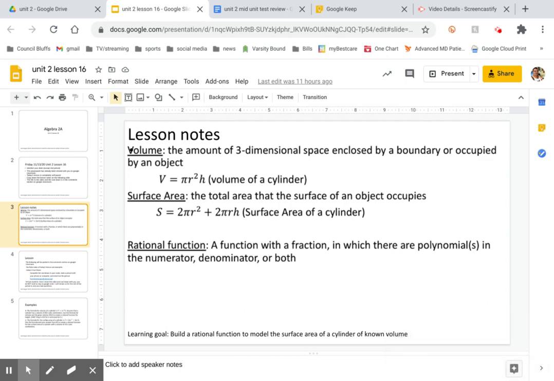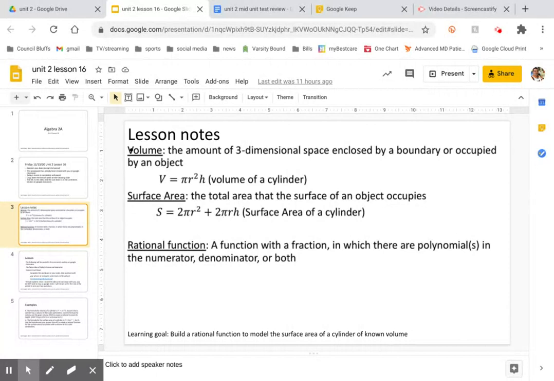All right, we are starting the second half of Unit 2, Lesson 16 today. Our second half is going to be about something called a rational function. A rational function is a function with a fraction in which there are polynomials in the numerator, the denominator, or both. So any function that has a fraction in the numerator, denominator, or both is known as a rational function.